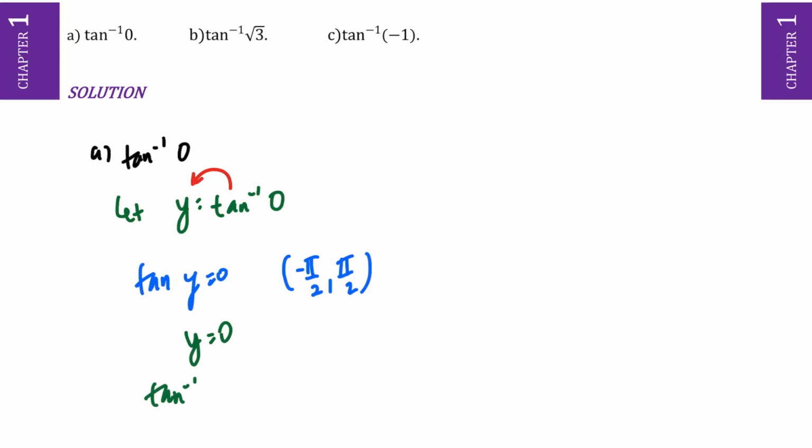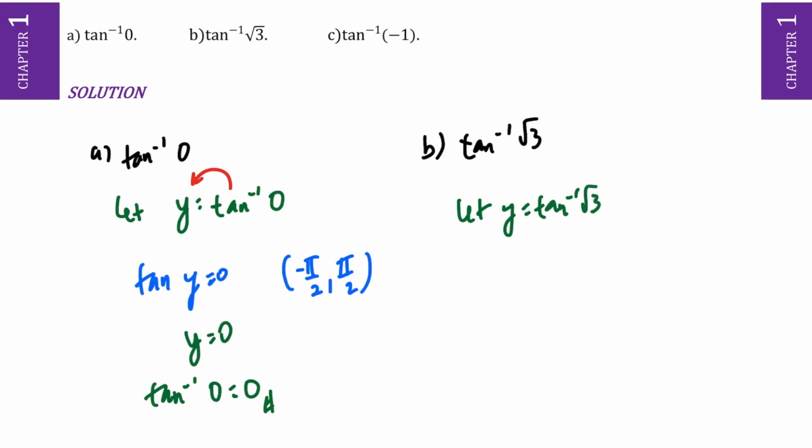Let's look at the second one, inverse tangent root 3. Let y be inverse tangent root 3. Let's go to the opposite side. Tangent y is root 3. You need to take care of the domain. As a precaution, write that your domain cannot exceed negative pi over 2 until pi over 2 only.